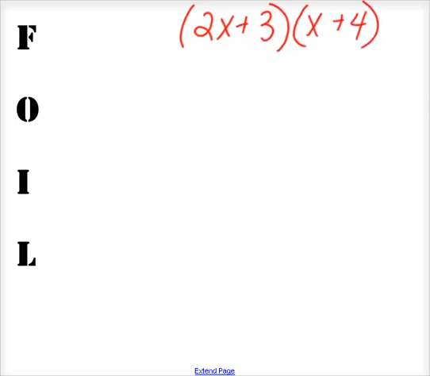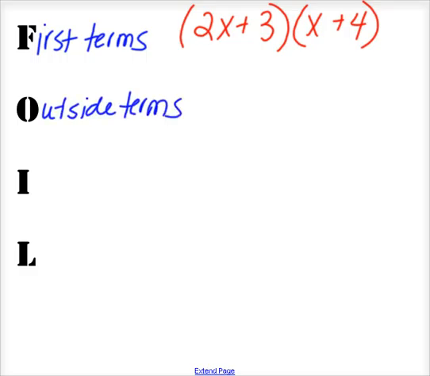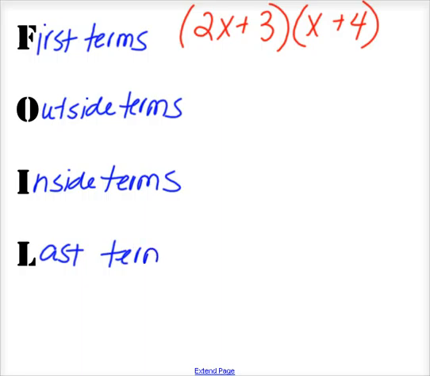FOIL is an acronym. Each letter stands for something. If I have a binomial and I'm multiplying it by another binomial, we can use the FOIL method. Here's what the letters stand for. F is for first terms. O is for outside terms. I is for inside terms. And L is for last terms. This is a shortcut that will become such a habit, the FOIL method will work really well for you.